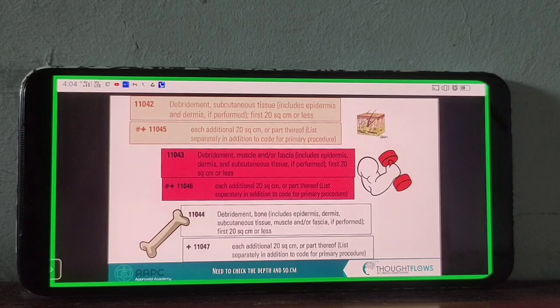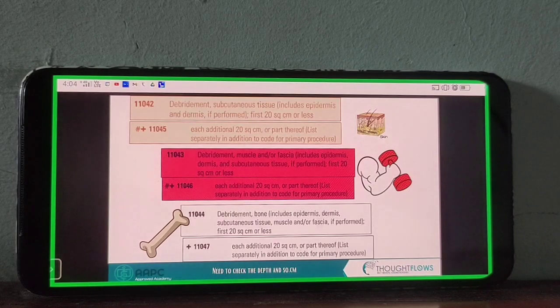40 square centimeter muscle depth. How can we report 40 square centimeter muscle depth? 11043 and 11046 only. Because 40, how can we split? 20 plus 20. So there are two 20s present in 40. For the first 20, 11043. Then the remaining 20, only one 20 here.